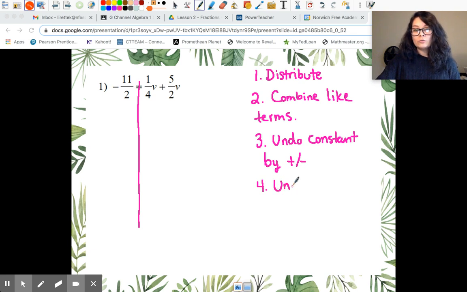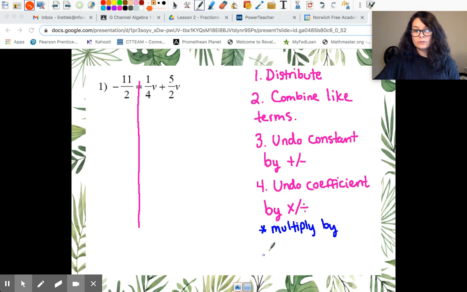If we don't have a constant, or we've taken care of the constant, we move on to the last step, and that's to undo the coefficient. That's the number that is touching the variable. It's being multiplied or divided. So to undo it, we're going to multiply or divide. And specifically when we're working with fractions, typically when we get to this step, it's not going to be division really. We're going to multiply by the reciprocal. So that might be something that you want to add in. When we're working with fractions, we multiply by the reciprocal.